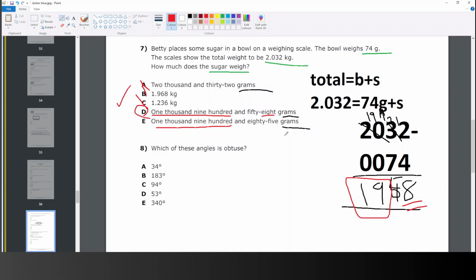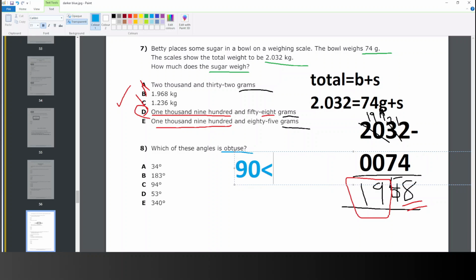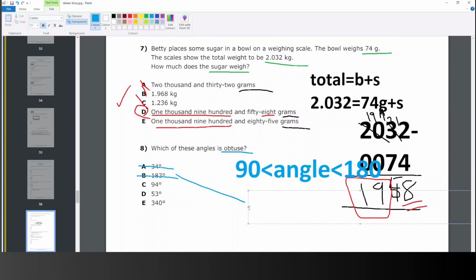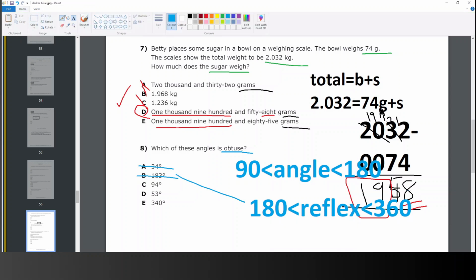How mean are they being? Question 8. Which of these angles is obtuse? You need to know this straight away. Obtuse means it's between 90 and 180. That is acute. That's too small. That's a reflex angle because that is between 180 and 360. C is a very small obtuse angle. Yeah, nope. And E is just like that because it's between 180 and 360. C is the answer.